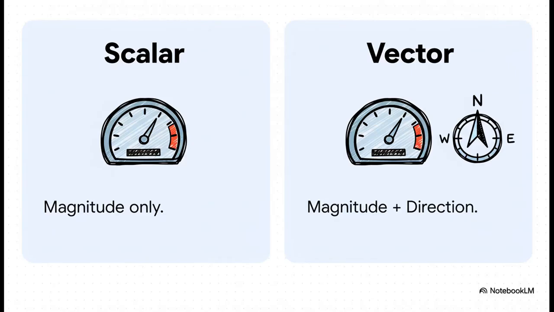And this slide lays out the difference perfectly. On one side, you have a scalar. That's just a number. Like saying your car is going 100 kilometers per hour. But a vector, that's velocity. That's 100 kilometers per hour north. That little which way part is everything.